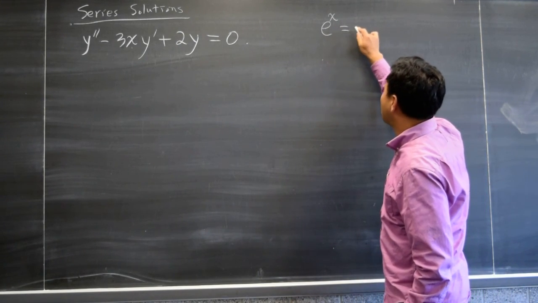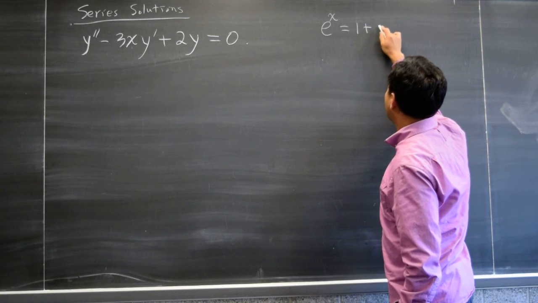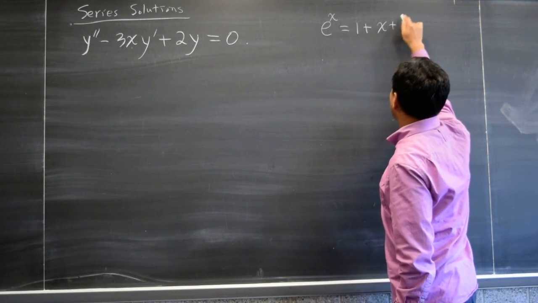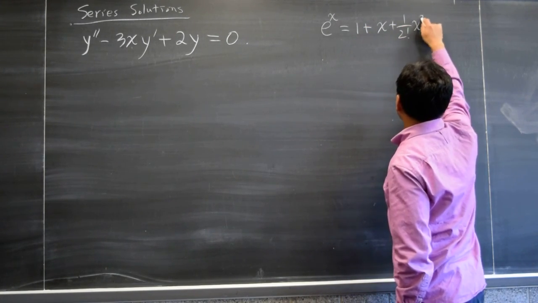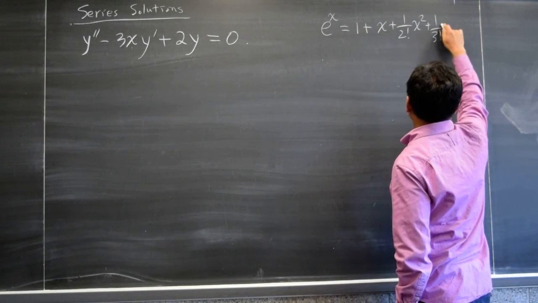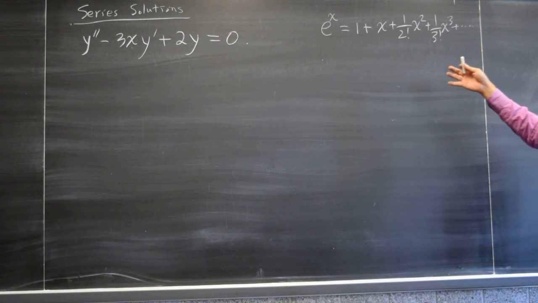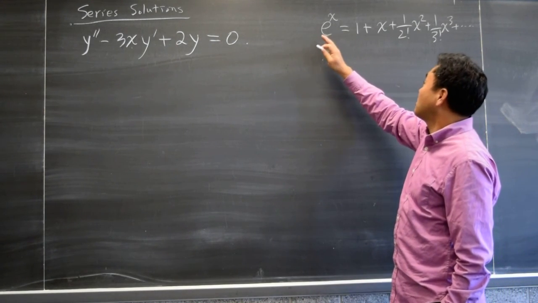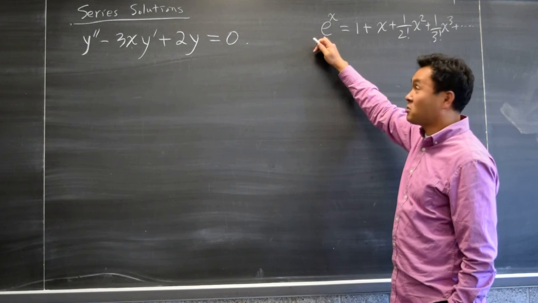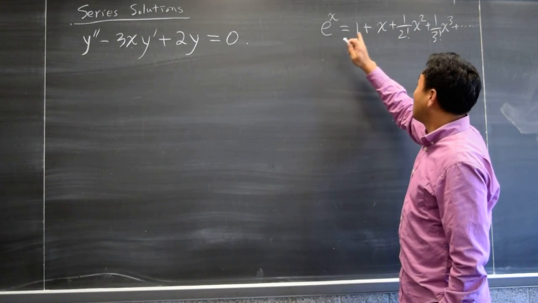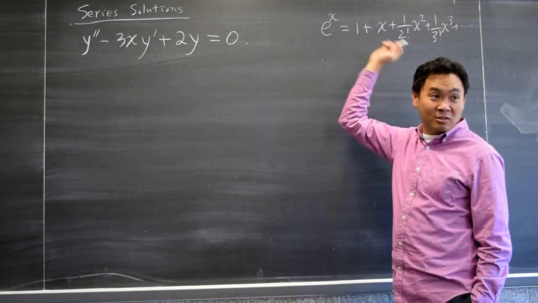So e to the x is like 1 plus x plus 1 over 2 factorial x squared plus 1 over 3 factorial x cubed plus and so on. I mean, you're trying to express an exponential function in this way. And it is really true that this equality holds.